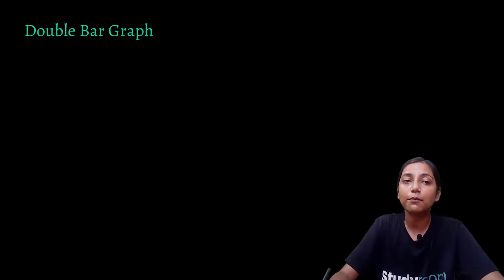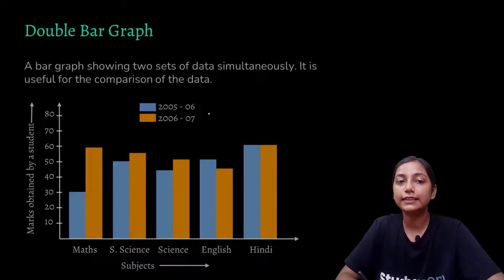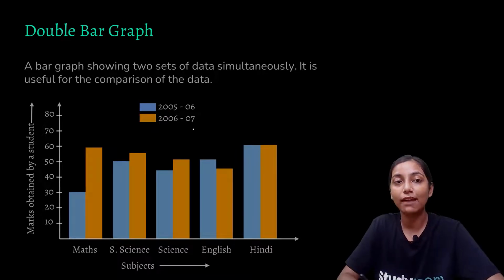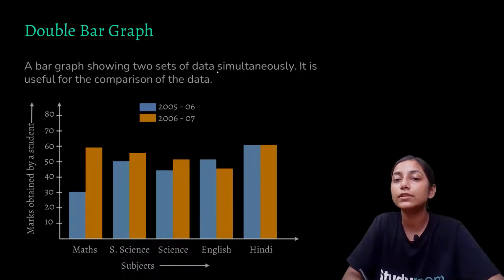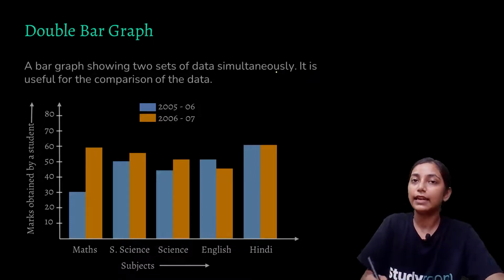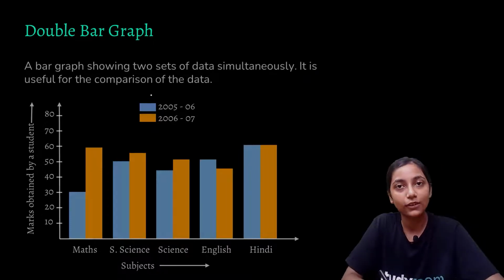The next type of graph is the double bar graph. So now we have a double bar graph, the third one. Just like the previous one, this is also a bar graph, but it is a bar graph that shows two sets of data simultaneously. In a simple bar graph, we have only one set of data represented, but a double bar graph shows two sets of data simultaneously.